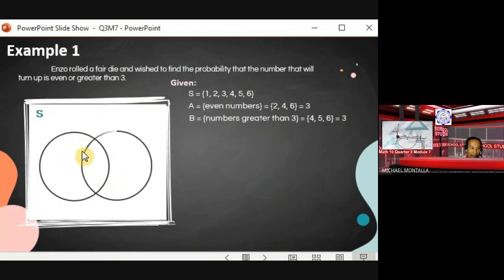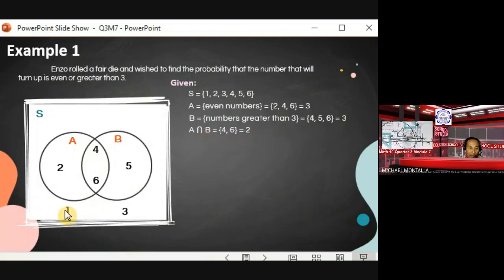Pansinin mo ha. Okay, meron tayong A and B dyan. Ayan. So, kung mapapansin natin sa A, andun yung 2, 4, 6. Sa B, andun yung 4, 5, 6. Ang common, 4 and 6. So, ilagay natin yung common. Ayan. Yung common natin, 4 and 6. Yun yung intersection. At ang sagot natin doon ay dalawang outcomes.